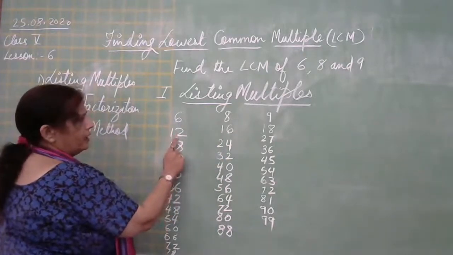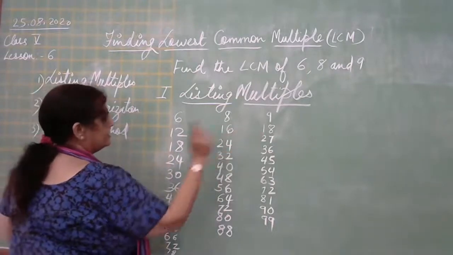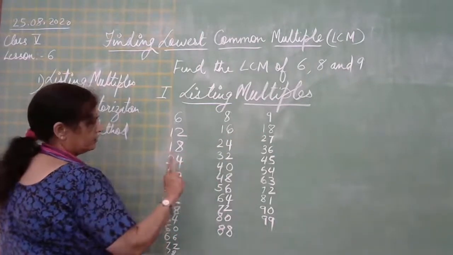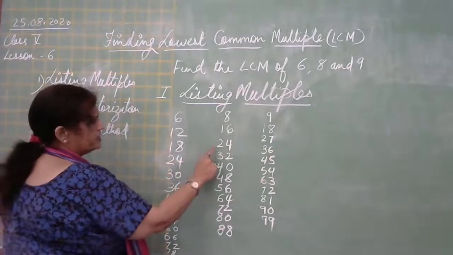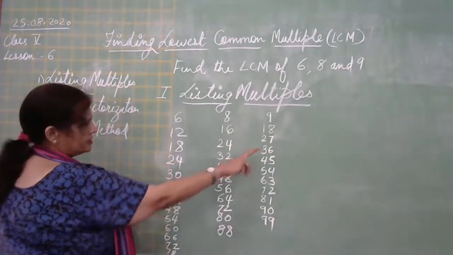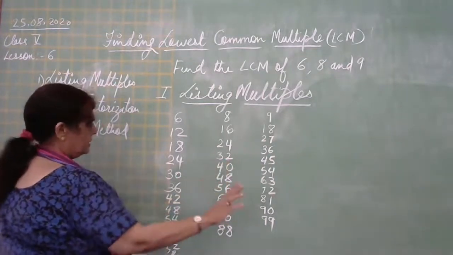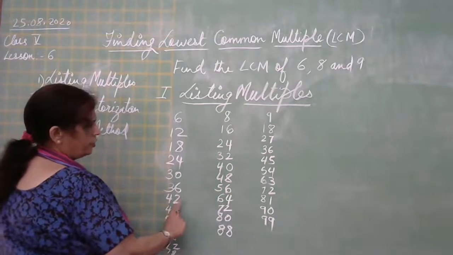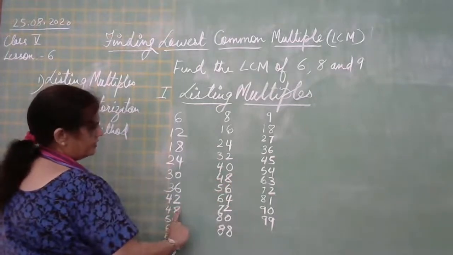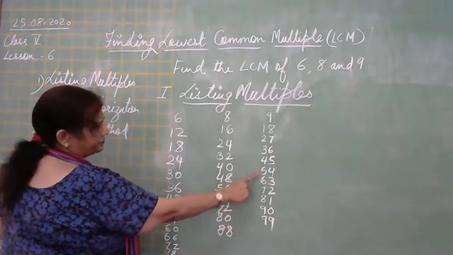Come to 12. 12 is not there. Leave it. 18. 18 is not here, though it is here. But it is not common to all the three. 24 is here. It is here, but it is not here. Leave it. 30 is here. It is nowhere else. 36 is here. It is here. It is not here. Leave 36. 42. 42 is nowhere. 48 it is here. It is here in 8, but it is not here.